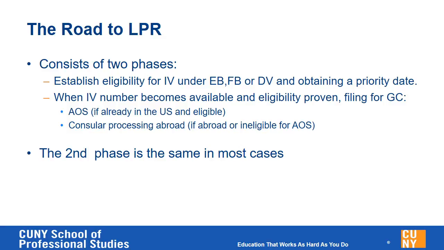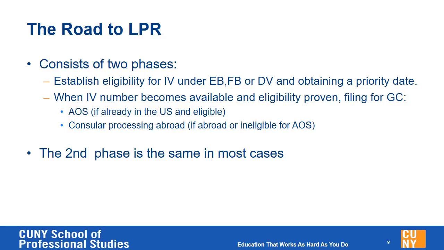Priority date, as we see, is a key element in the process because it is basically where the person is in line to receive a green card. When an immigrant visa number becomes available, then after the eligibility is proven, the person can proceed to get the green card in one of two ways. One is consular processing abroad, if the person is not in the United States, and the other one is adjustment of status if the person is physically in the United States and is eligible.